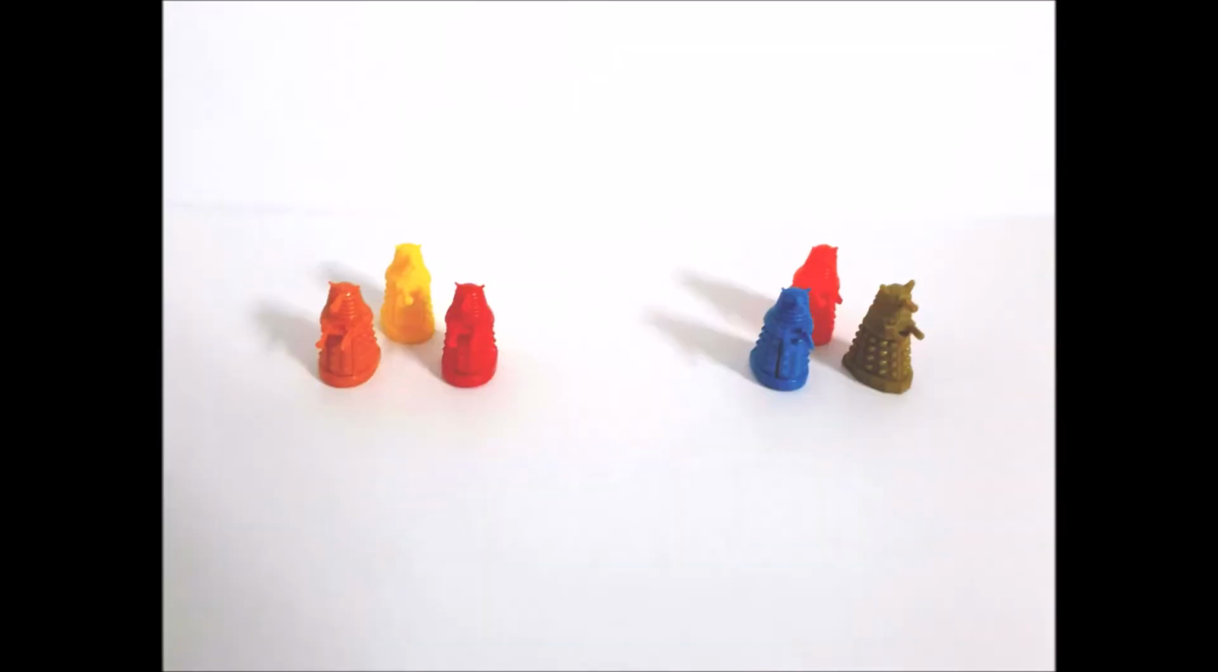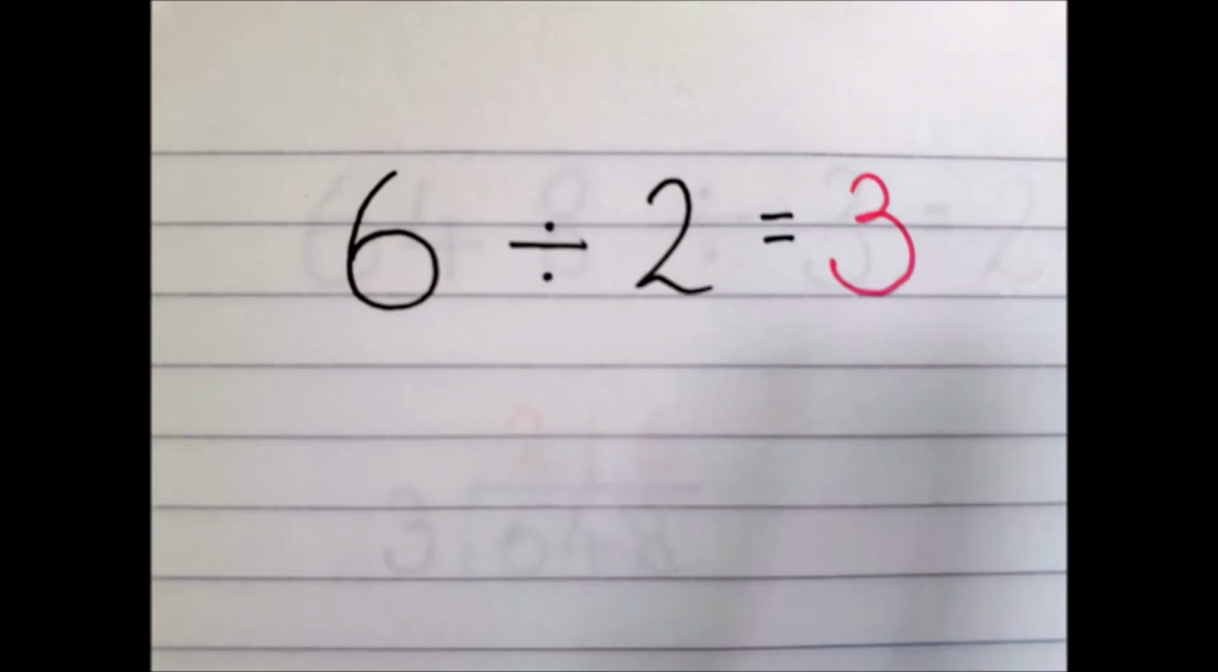Here they are in their 2 equal groups. You can see that there are 3 Daleks in each group. So we can write down that 6 divided by 2 equals 3. It's then important that we check our answer.